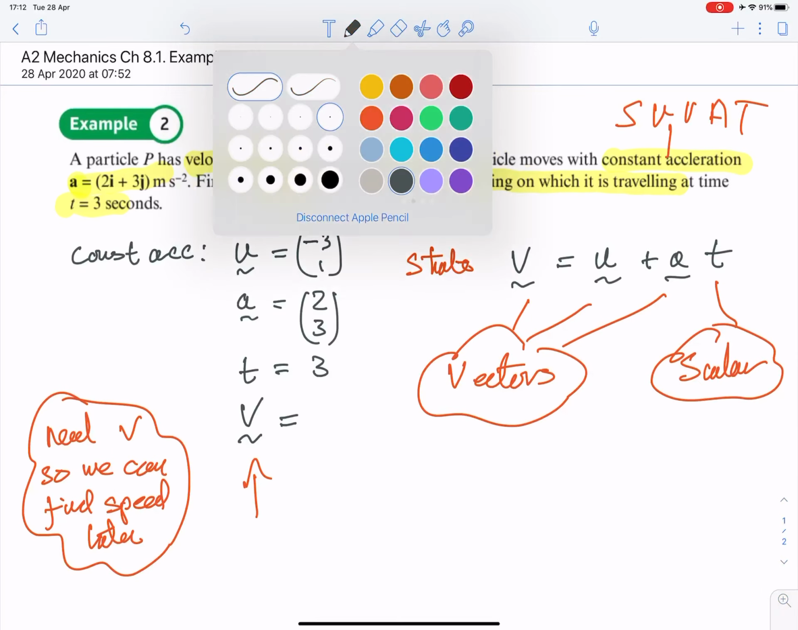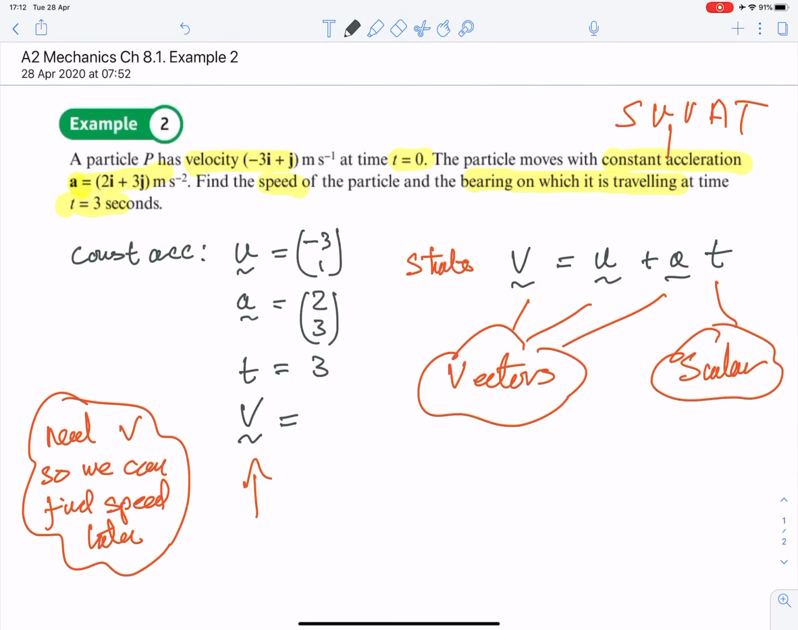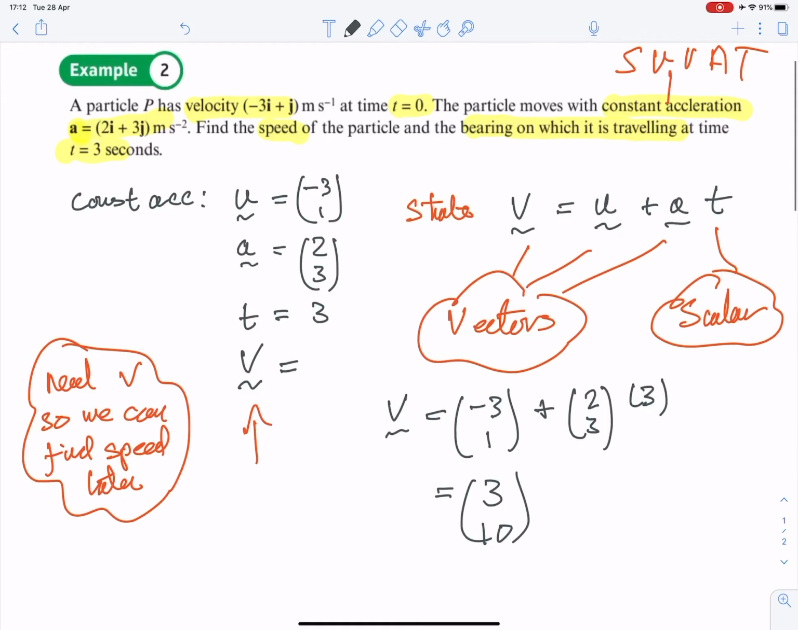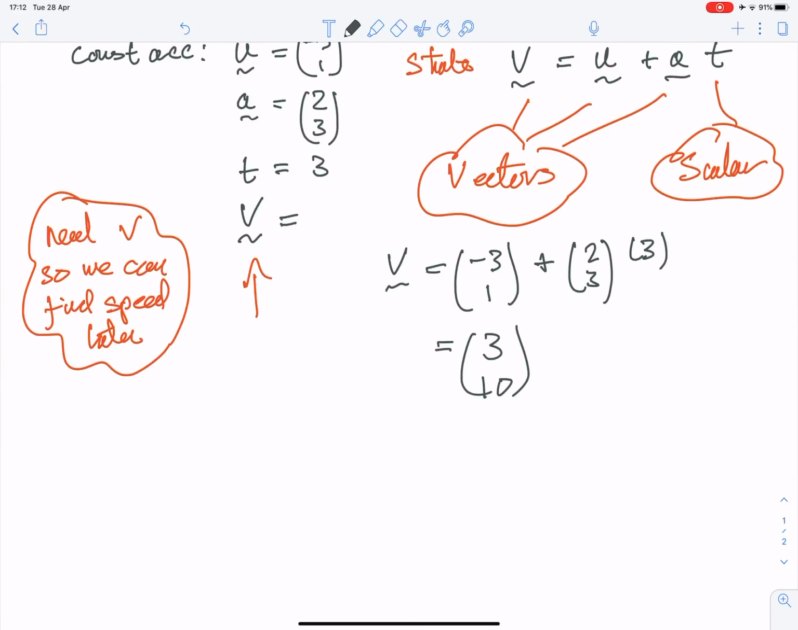Okay, so now we can substitute in. So we get v is equal to u, minus 3, 1, plus a, which is 2, 3, times t, which is 3. So work it out. 2 times 3 is 6. Take away 3 is 3. 3 times 3 is 9, plus the 1 is 10. So the speed is the magnitude of velocity.